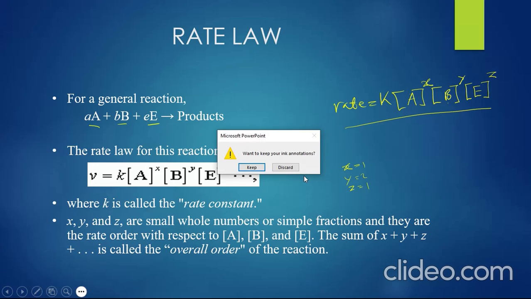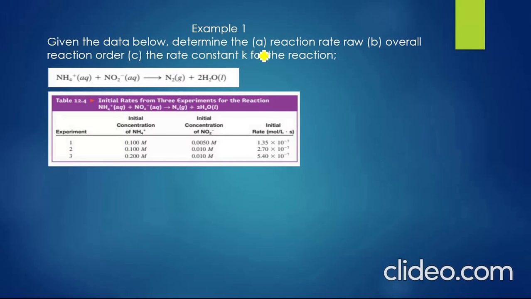One is saying, given the data below, determine the reaction rate law. So the first question is asking us to determine the reaction rate law, and then B is asking us to determine the overall reaction order, and then C is asking us to determine the constant K for the reaction. The reaction has been given here. So we are having ammonium ion reacting with nitrogen dioxide ion to form nitrogen gas and water, like this.